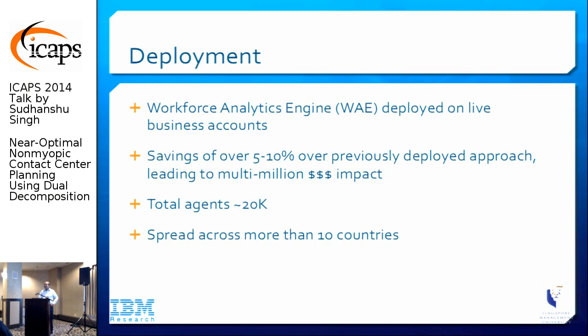And this has been deployed at the IBM CRM business. Well, it's not the IBM CRM business anymore. It's been sold to Concentrix now, but it's deployed there. And we have observed savings of 5 to 10% on this back office contact center problem over what was being done earlier. It's actually equivalent to a few millions of dollars of impact. And the setting in which this is deployed, they're handling about 20,000 agents, and the businesses are spread across several countries.